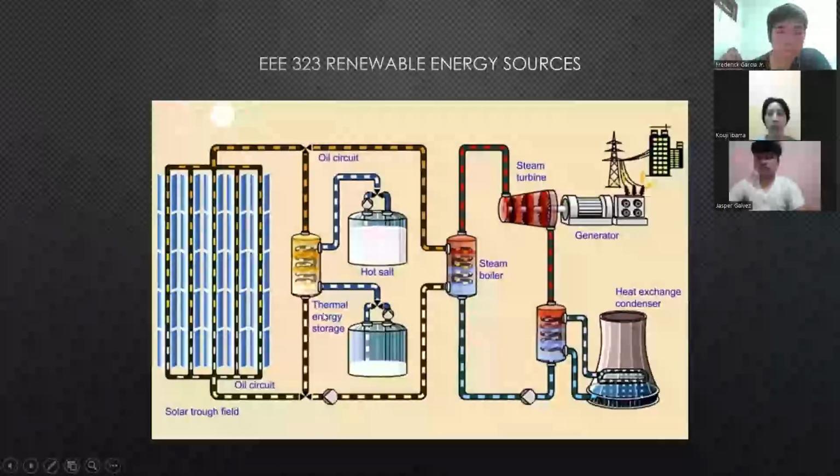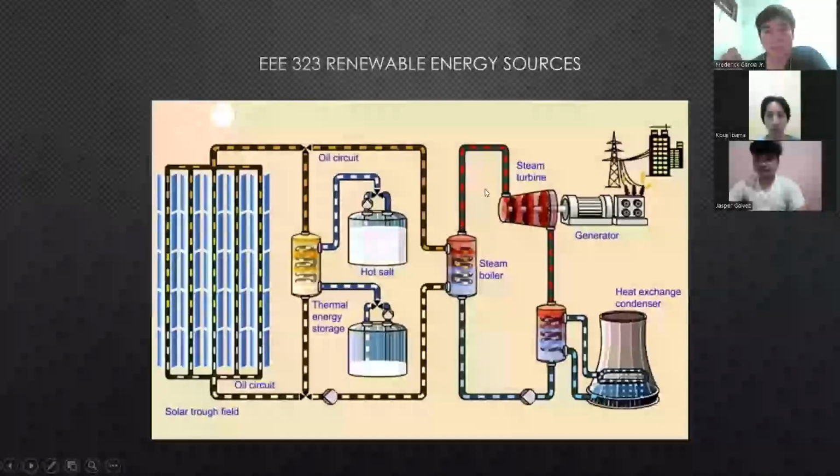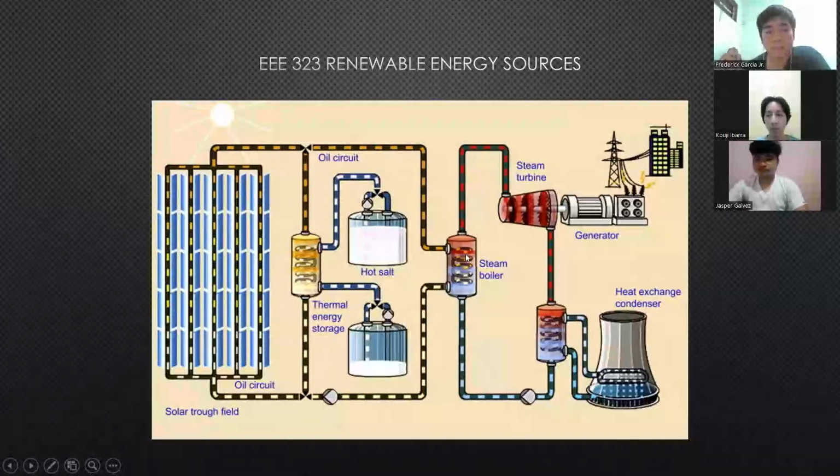Here we have the diagram for how it generates electricity. Here we see a solar trough field, but this can apply to most of the solar thermal systems, wherein they heat up a liquid, in this case hot salt. The heat from that liquid is then transferred into the water. The liquid itself is not in direct contact with the water; instead the heat is transferred in the steam boiler to the steam turbine, which spins it and in turn turns the generator.